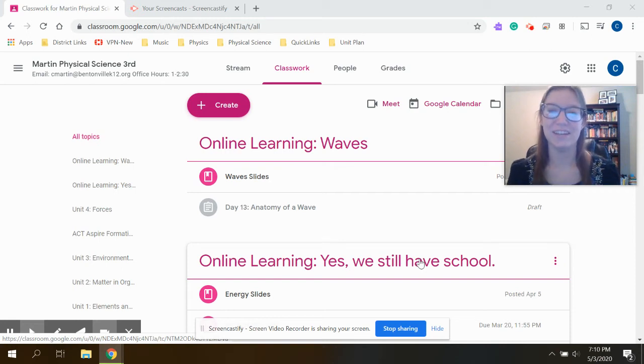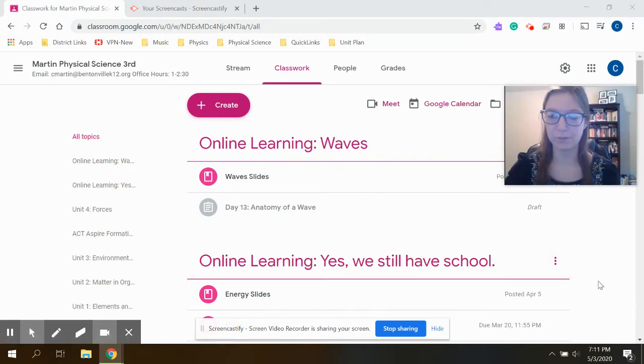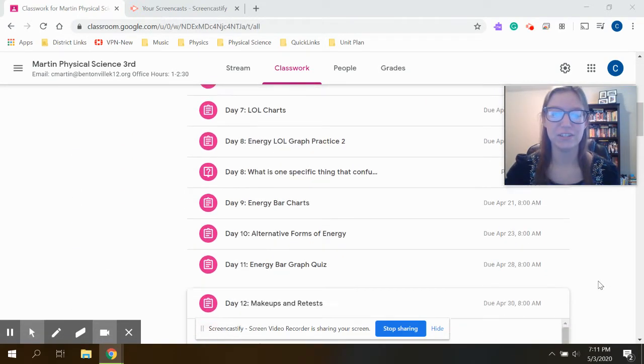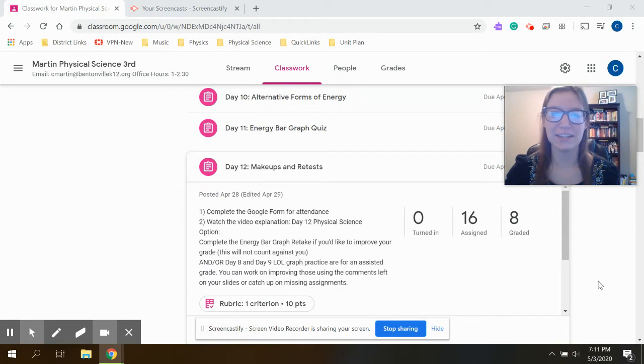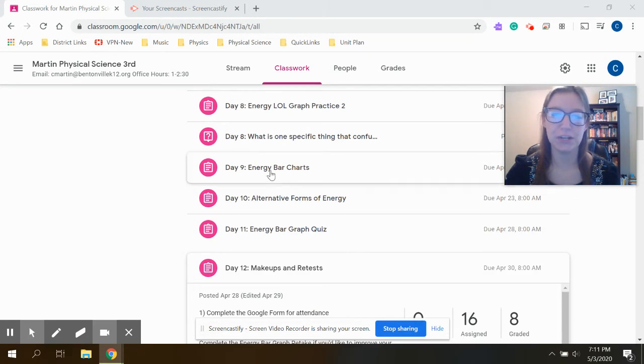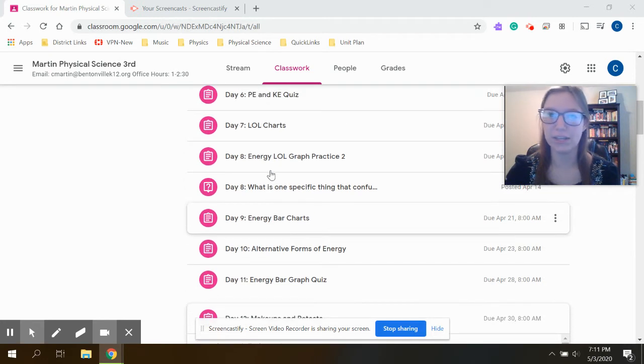Hey guys, today we are starting a new unit on waves. But before we dive into that, I just want to go over a couple of quick things about energy. So last Friday, I assigned a makeup day. This was specifically for people who hadn't yet turned in their LOL chart practice, either from day 8 or day 9.